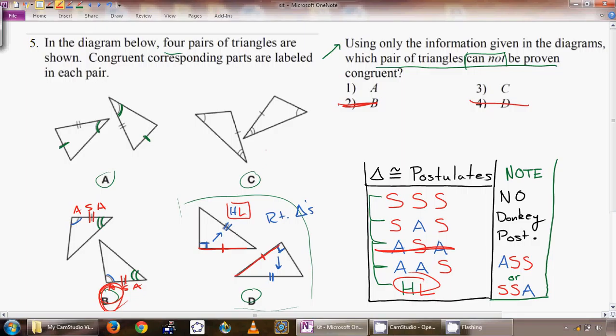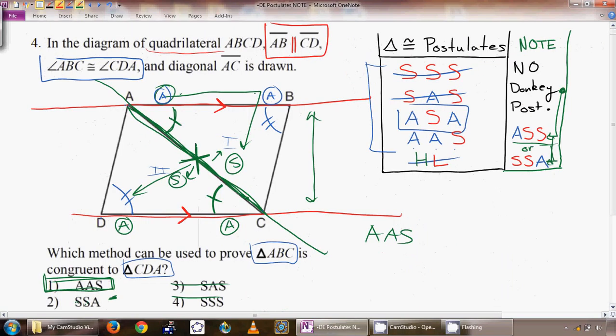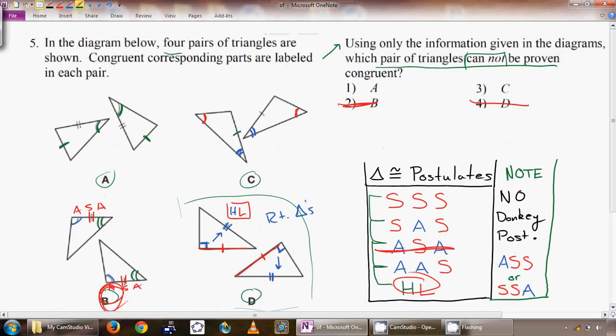Let's go up to C here. We have a pair of congruent angles. We have another pair of congruent angles. And then we have congruent sides. And notice, this is how we'll tell if this is correct or not, that this is clearly going to be an angle, angle, and then a side somewhere. I don't know if it's on the outside or here, or if it's even going to work.